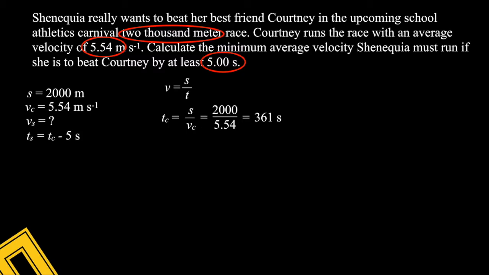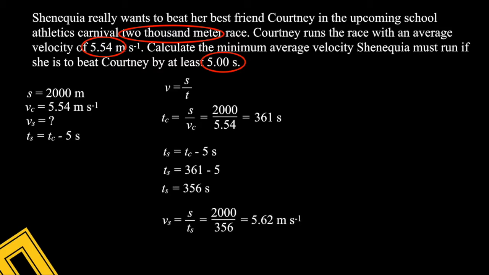So Shaniqua's time will need to be 361 minus 5, which gives us 356 seconds. Now, using the speed formula, I can find the minimum speed that Shaniqua must run this race at, and that will be 5.62 meters per second. Nice and simple.